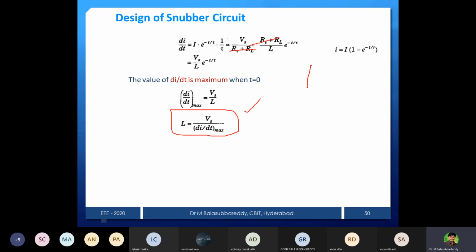And what are the other parameters I have to find? Rs I need to find, as well as Cs. These two things we need to find. Now the switch is in open condition. What is the voltage across that switch? V is equal to Rs into I. Means the voltage across the device is nothing but Rs into I, because the resistor is connected in parallel with it, and whatever current is passing through it will give a drop.